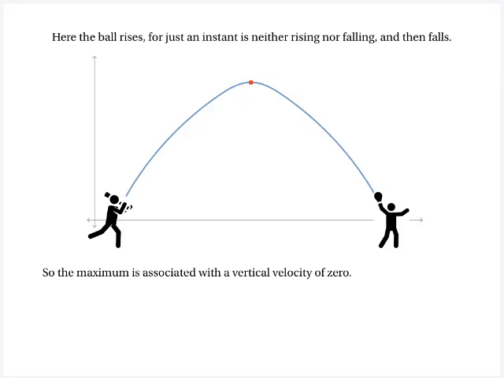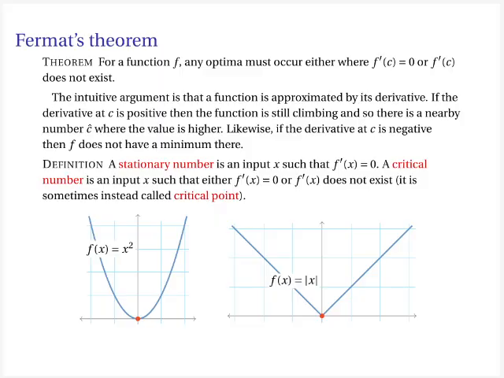I want to make a point about local optima that everybody has noticed. So I have here two folks playing baseball, and the batter hits the ball, and the ball rises, and then seems to hang there just for an instant. So it's instantaneously stationary. It's neither rising nor falling, and then of course it starts to fall. So the maximum, in this case, is associated with a vertical velocity of 0, with the ball just hanging there, stationary just for an instant.